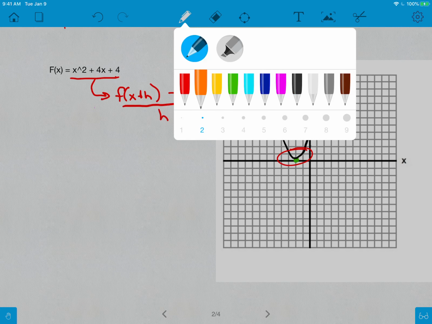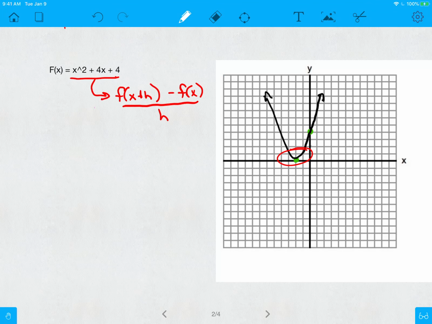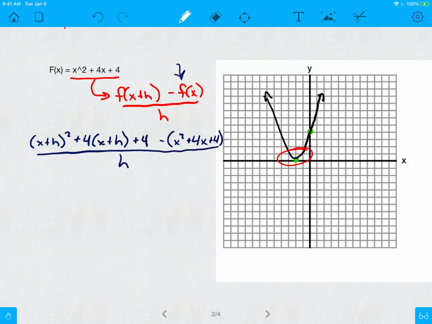Now, let me walk through the steps here. The first thing we have to do is take my function and plug in x plus h's into my original formula, which is this thing. So anytime there's an x, you're going to replace it with x plus h. So there you go. That is this original function with x plus h's plugged in. Now, let's walk through the next part. We have to subtract the original function off. So we're going to subtract, in parentheses, x squared plus 4x plus 4. That's the original function. And we're dividing this all by h.